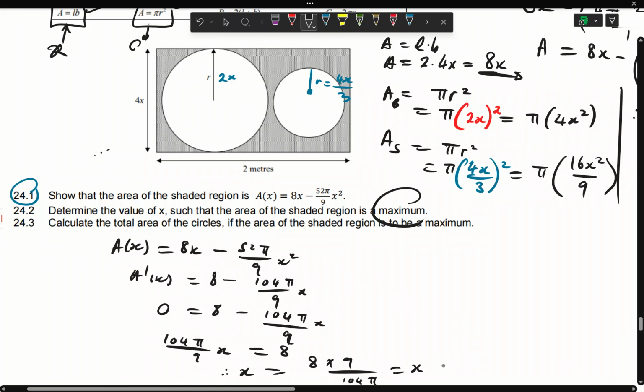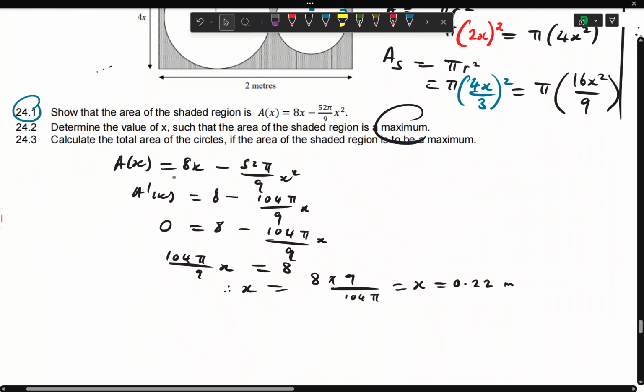So I have something like x is equal to 0.22. Yeah, 0.22, guys. So this is the same as 8 multiplied by 9 all over 104 pi. So it's still the same thing. So this has to be in meters, right? So now that's it there.